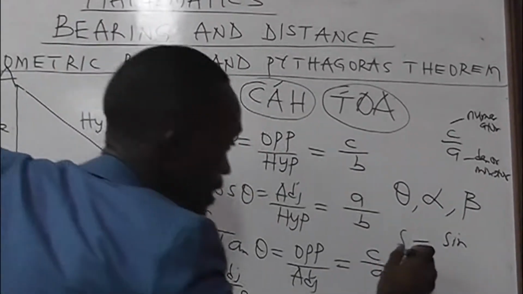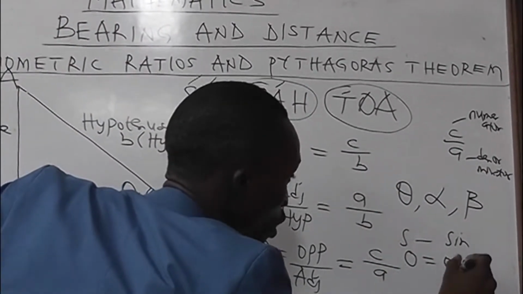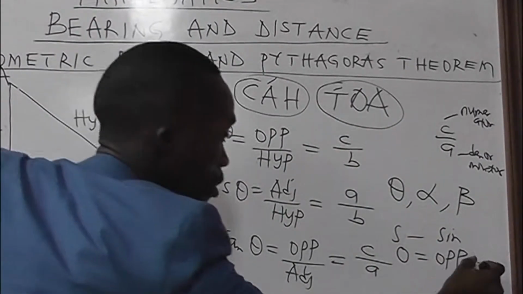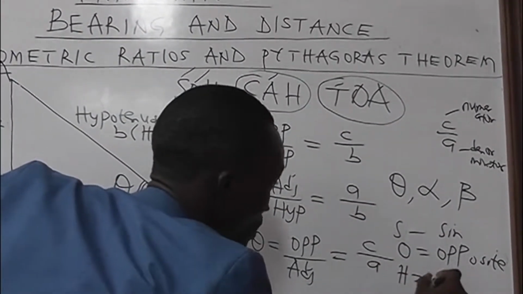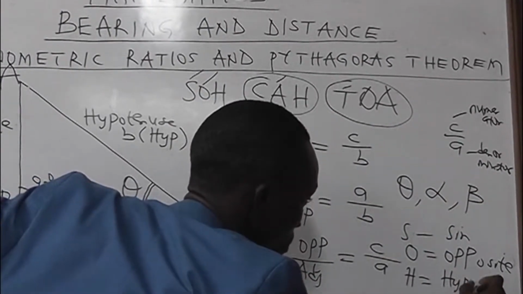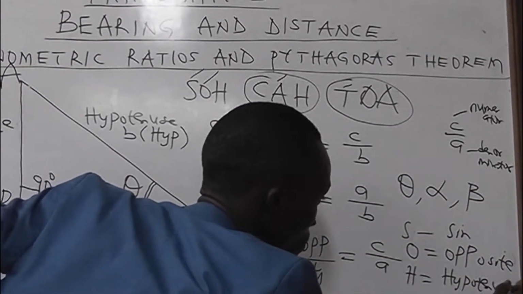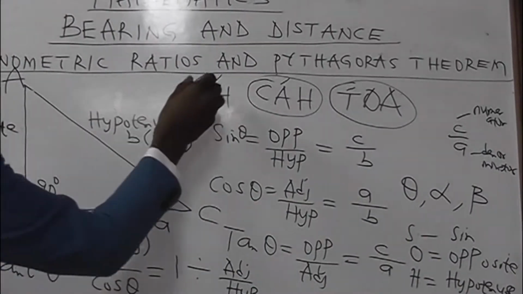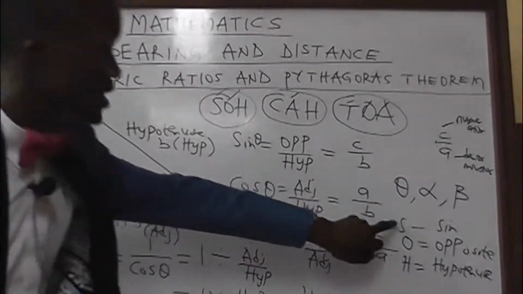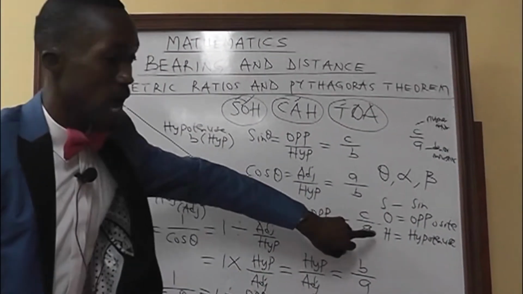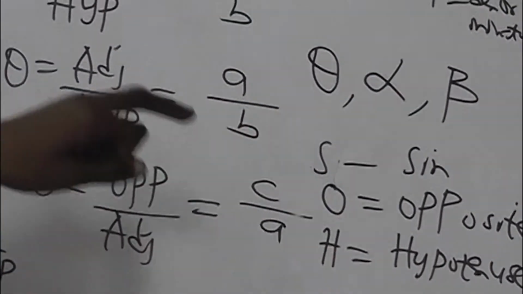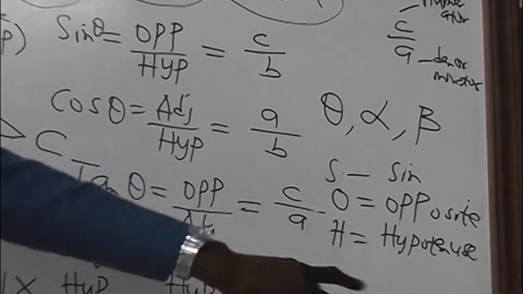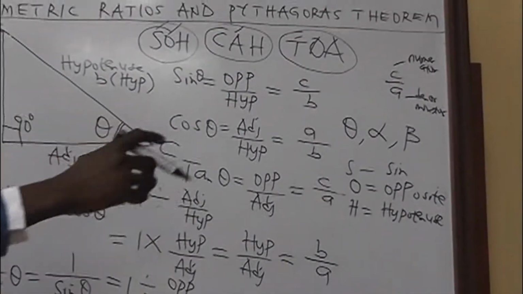This O, or OPP, is just talking about opposite. That H is just talking about hypotenuse. So that is where SOH is coming from: sine, opposite, hypotenuse. And the meaning of this is sine theta is equal to opposite over hypotenuse. That is the simple meaning of that.